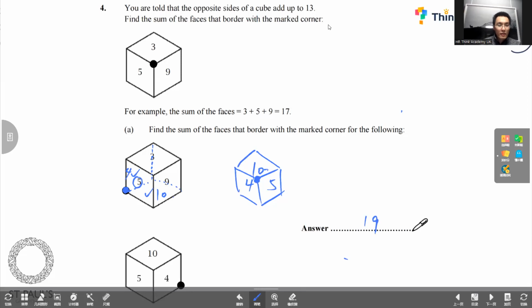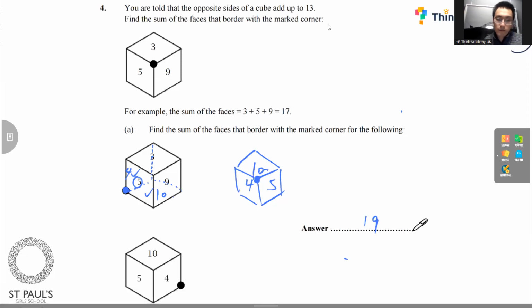Okay. Then next one, we have the marked corner is at 4. Is it here now? Again, I have to draw all the unseen faces. So we want 4 and the opposite side that's been blocked, opposite side of 5, which is right here, and then the bottom side. So the opposite face of 10, the bottom side, is obviously 3, that we already know. And the opposite side of 5, because we know they always add up to 13, must be 13 minus 5, 8.